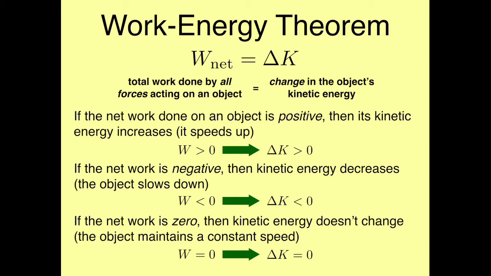On the other hand, and the last point here is, if the net work done on an object is 0, then the kinetic energy doesn't change. In other words, if W is equal to 0, that automatically implies delta K is equal to 0, meaning the kinetic energy is not changing. That means the object is just moving along at a constant speed. Okay? So these are the three cases you should kind of have in the back of your mind.